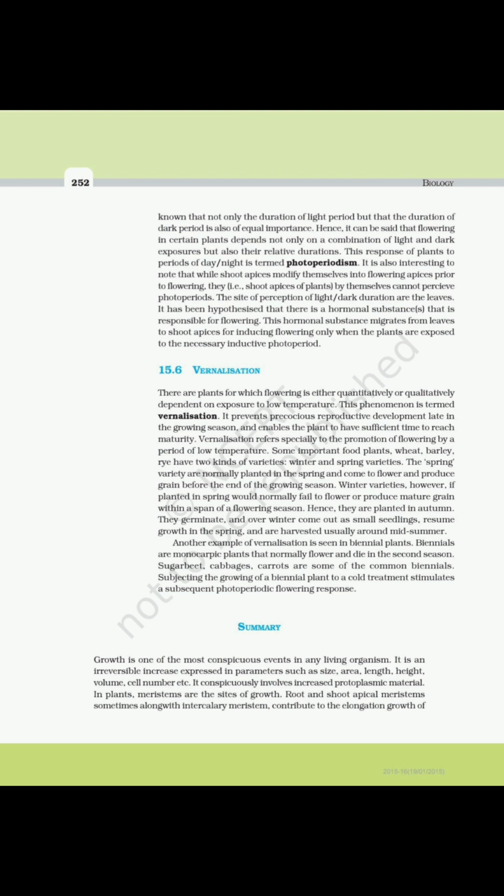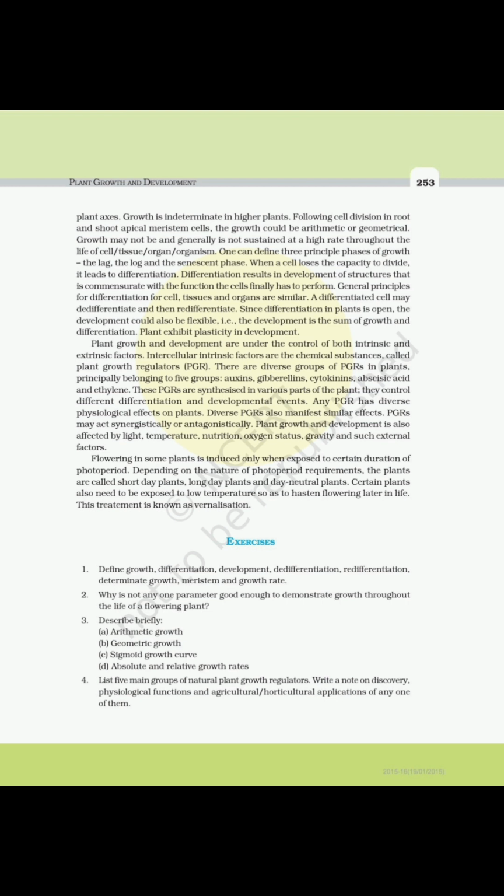Summary. Growth is one of the most conspicuous events in any living organism. It is an irreversible increase expressed in parameters such as size, area, length, height, volume, cell number etc. It conspicuously involves increased protoplasmic material. In plants, meristems are the sites of growth. Root and shoot apical meristems, sometimes along with intercalary meristem, contribute to the elongation growth of plant axes. Growth is indeterminate in higher plants.